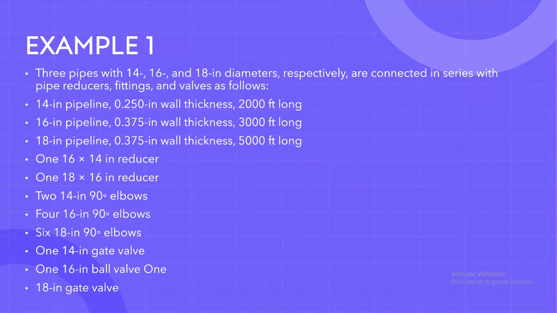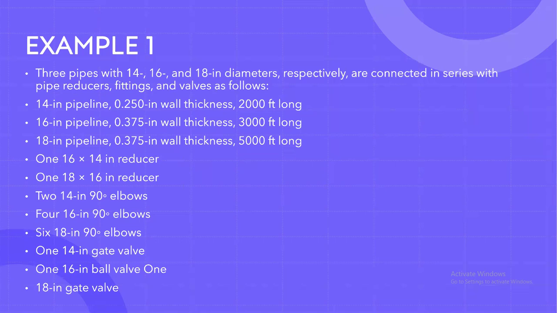Example: 3 pipes with 14-inch, 16 and 18-inch diameters respectively are connected in series with pipe reducers, fittings and valves as follows. 14-inch pipeline, 0.25-inch wall thickness, 2,000 feet long. 16-inch pipeline, 0.375-inch wall thickness, 3,000 feet long. 18-inch pipeline, 0.375-inch wall thickness, 5,000 feet long.